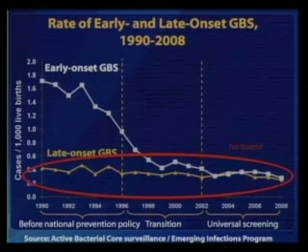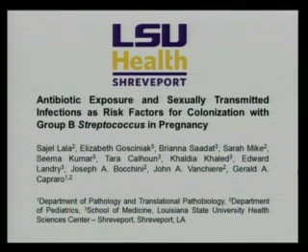And so this kind of brings me to the research that we're doing to try and find out why moms get GBS in the first place. And since the invasive GBS isolates are clinda and erythromycin resistant, what does that mean? Where is that coming from? So we did a study, we've been doing this over the past year. It's called Antibiotic Exposure and Sexually Transmitted Infections as Risk Factors for Colonization with GBS in Pregnancy.